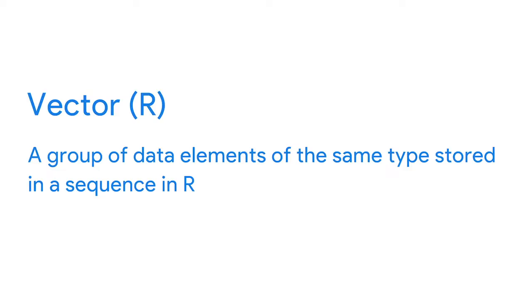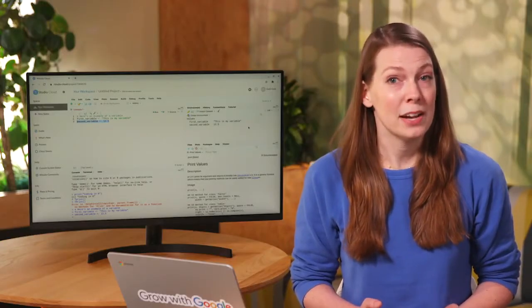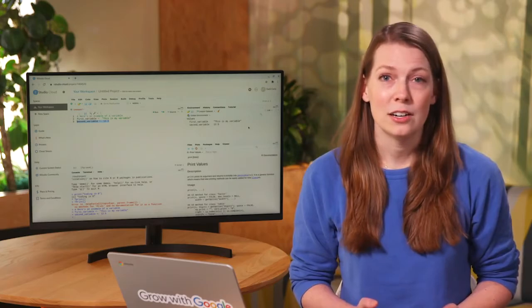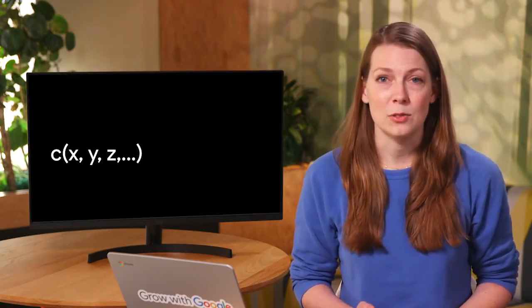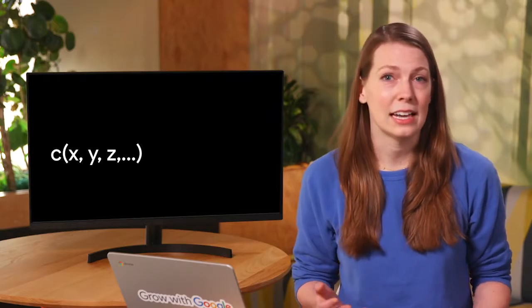Simply put, a vector is a group of data elements of the same type stored in a sequence in R. You can make a vector using the combine function. In R, this function is just the letter C followed by the values you want in your vector inside parentheses. All right, let's create a vector. Imagine this vector is for measurement data that we need to analyze.